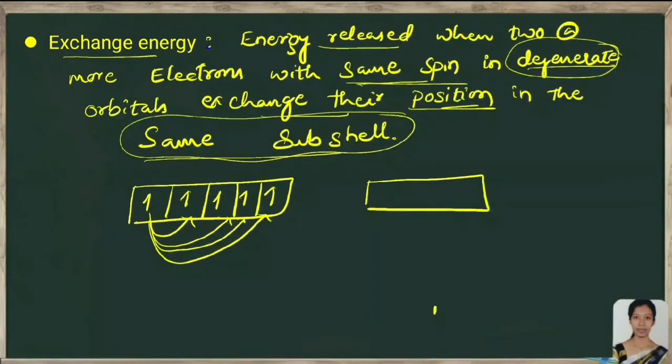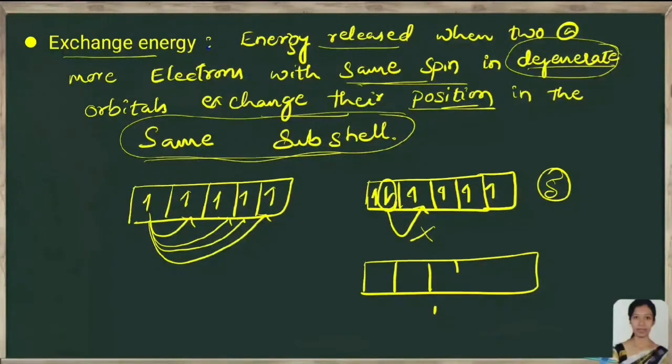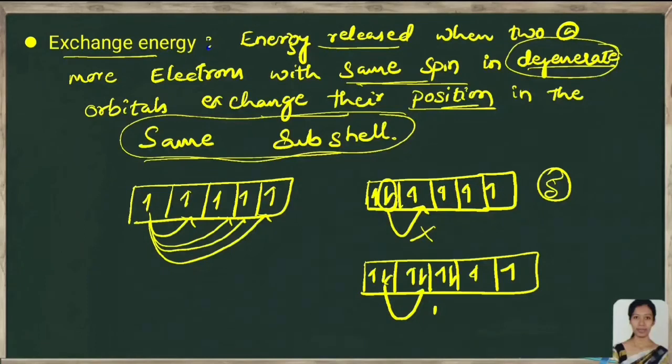If you have electrons in the 5 different orbitals with opposite spins, you may consider there are 2 types of electrons: upper spin electrons and lower spin electrons. A lower spin electron can't exchange with an upper spin electron. Upper spin electrons can exchange only with upper spin electrons, and lower spin electrons only with lower spin electrons. Here we don't have a lower spin electron, so these electrons can't exchange with those.